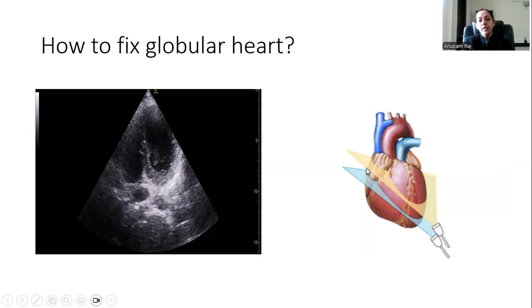And because of this, what we see is a globular heart. Now, the problem with this sort of heart is that if you put your Doppler calculations here, you will be getting the wrong findings. And this will also tend to overestimate the left ventricular function because it will look as if it's contracting very, very nicely. So to fix this image, you just need to move one intercostal space downwards and you will be able to get a better image.